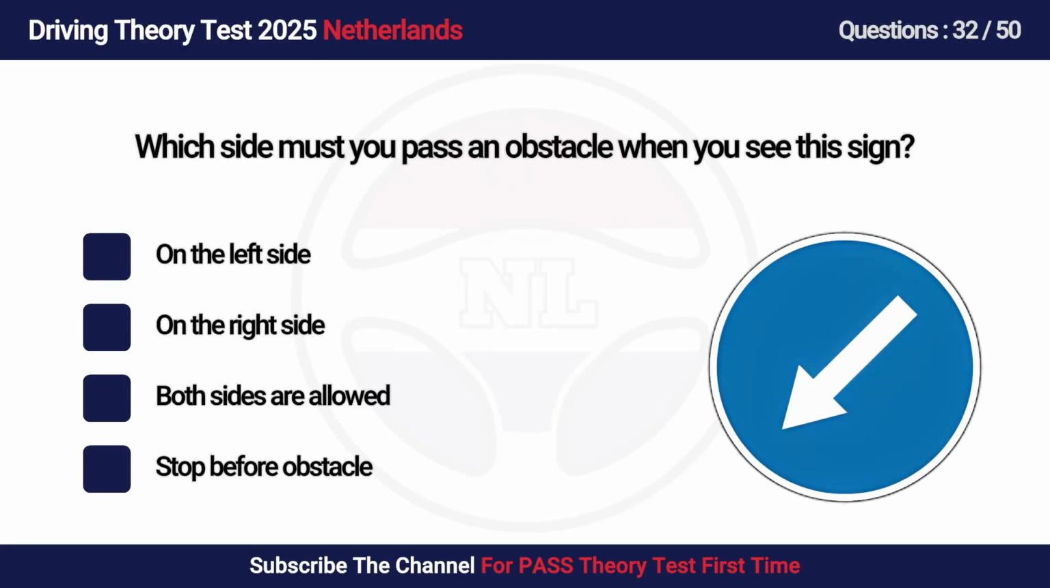Which side must you pass an obstacle when you see this sign? A. On the left side, B. On the right side, C. Both sides are allowed, D. Stop before obstacle.